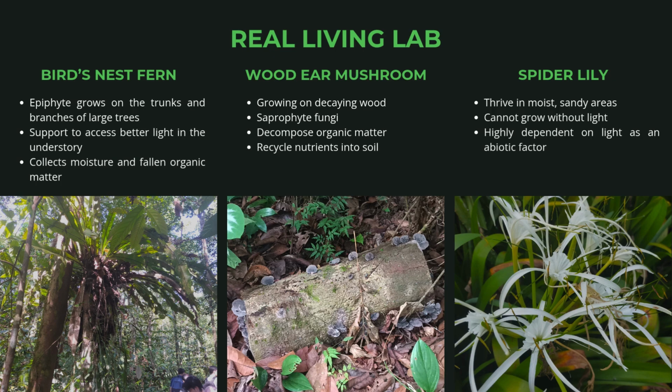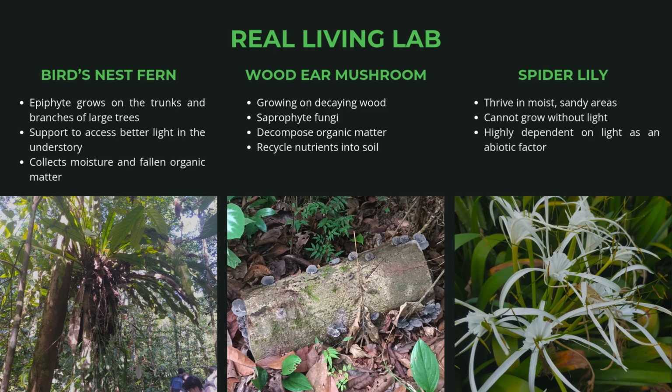In the rainforest, we observed the bird's nest fern, Asplenium nidus, an epiphyte that grows on the trunks and branches of large trees. It uses the tree for support to access better light in the understory and collects moisture and fallen organic matter in its rosette, forming a miniature nutrient cycle. We also found wood ear mushrooms, Auricularia auricula-judae, growing on decaying wood. These fungi are saprophytes, meaning they help decompose organic matter and recycle nutrients into the soil.